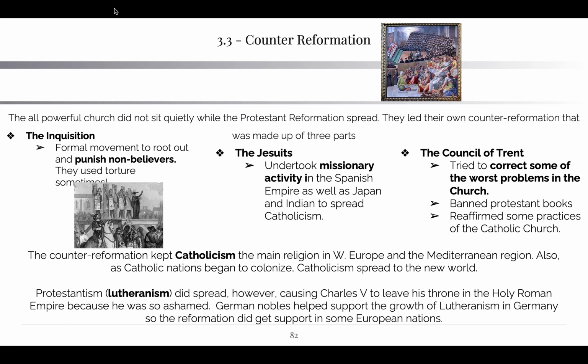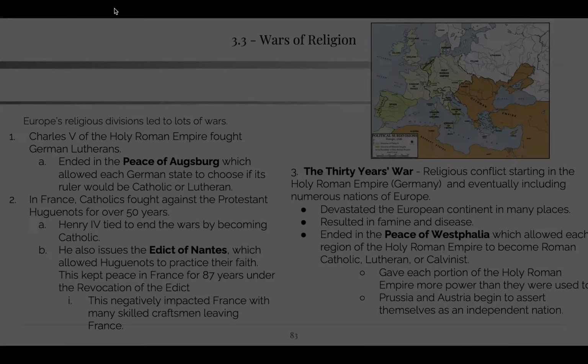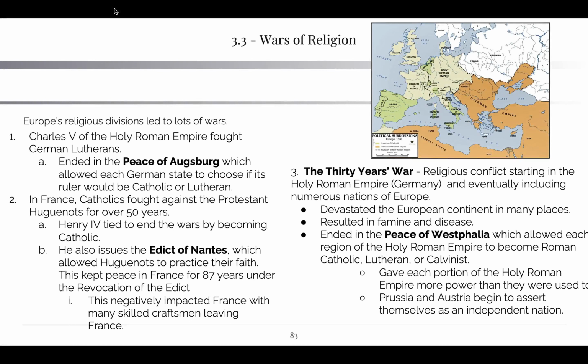Because the points Martin Luther does bring up are pretty consequential. It shakes the Catholic Church to its core, and it does make some major changes, and we're going to see that. All right. Here we go.